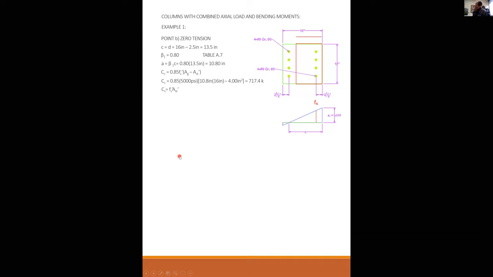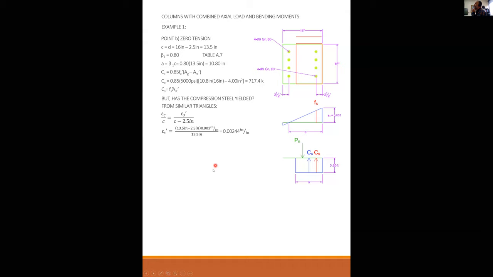The compression in the steel is equal to f's, the stress in the compression side steel, times Ast prime. But has the compression steel yielded or not? We don't know. So from similar triangles, because you can see I have triangles here, I can say that epsilon c over c, so 0.003 over this distance c, is proportional to the strain in my compression steel, epsilon s prime, over c minus 2.5 inches. So using that, I can solve for epsilon s prime: c minus 2.5 over c times 0.003 gives me 0.0244. So has the steel yielded or has the steel not yielded if my strain is 0.0244?